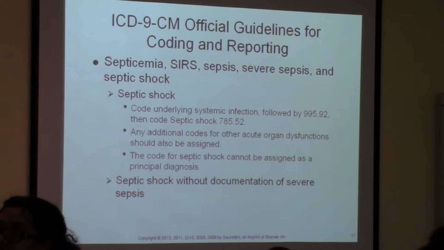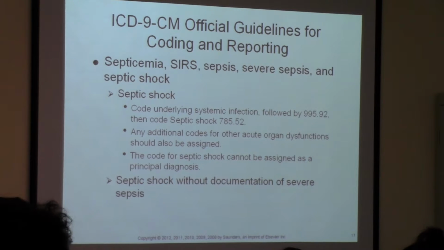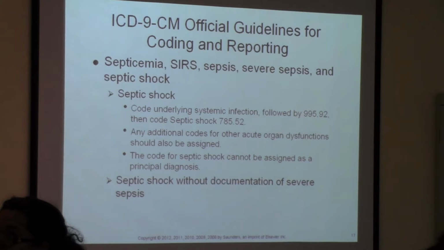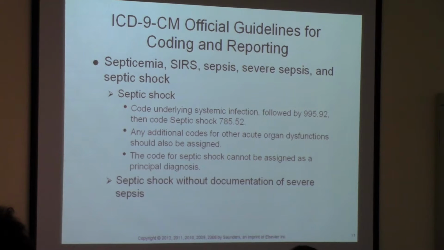Another equation, I like it. So you're going to do the underlying cause, then it's already going to be severe, so you're going to do 995.92. And then you're going to do the septic shock. All right, so you have severe sepsis, right? Because the only way you can code for septic shock is if you have severe sepsis. When you don't have severe sepsis, you cannot code for septic shock. So if you have severe sepsis and you have circulatory failure, you now have septic shock.